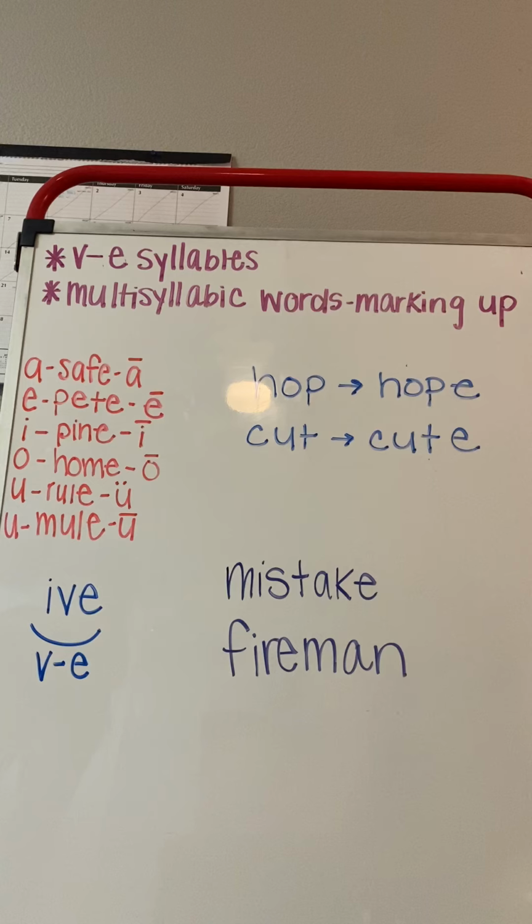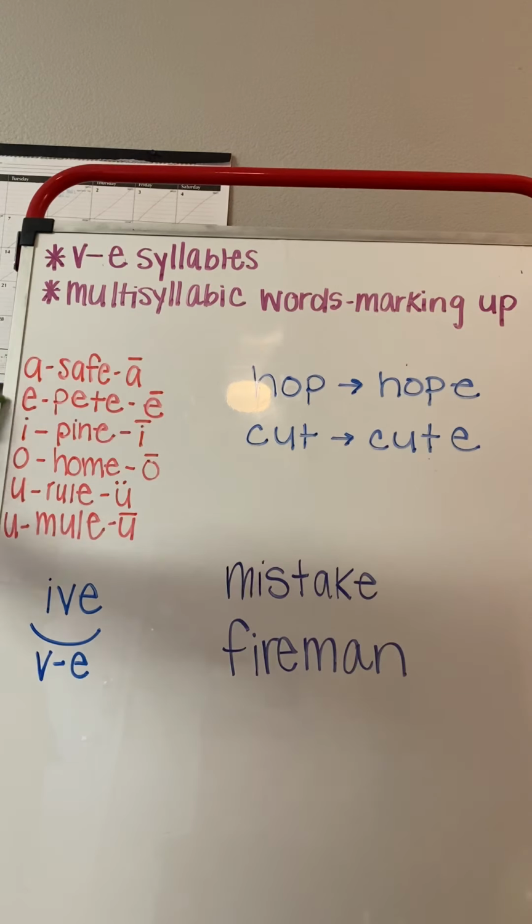Okay, so starting off, I do want us to drill our long vowel sounds. Remember, long vowels are just when our vowels say their name, okay? So you can either drill these sounds with me, or you can pause the video after I'm done and try to drill them on your own, okay? So we have A, safe, A, E, Pete, E, I, pine, I, O, home, O, U, rule, U, and U, mule, U. Okay, remember, our U actually has 2 long vowel sounds, that U and that U sound, okay?